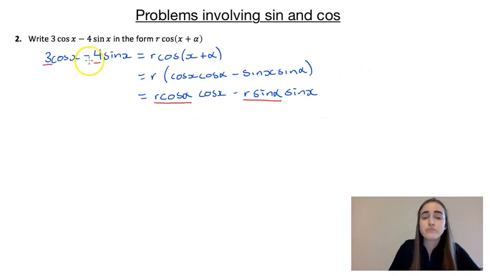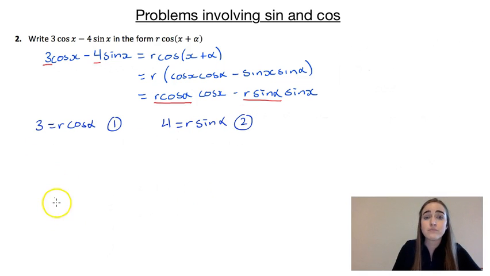Now just be careful with your pluses and minuses, because it's a minus 4 and a minus r sine alpha, so I can just ignore my negatives. So we're going to have 3 equals r cos alpha and 4 equals r sine alpha. So again, we're going to call those equation 1 and equation 2, and we're going to do the same thing to solve them simultaneously. We're going to have 1 squared plus 2 squared.